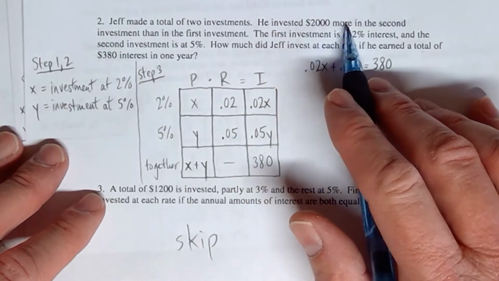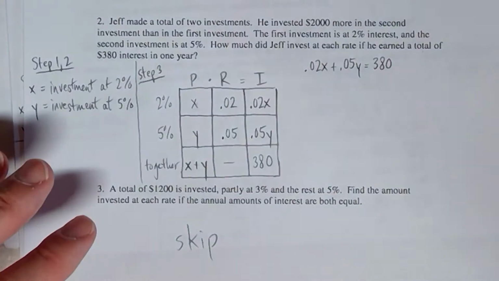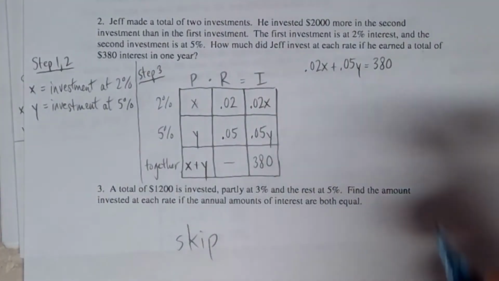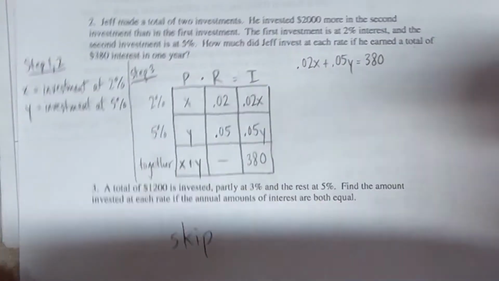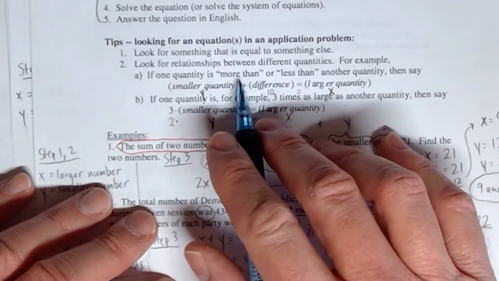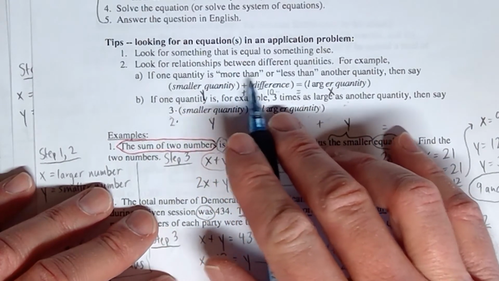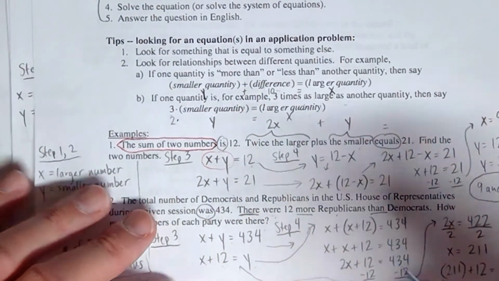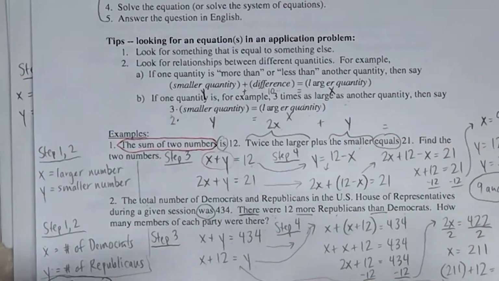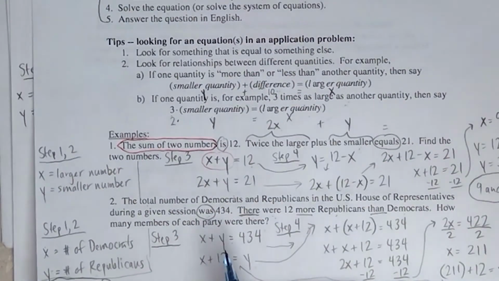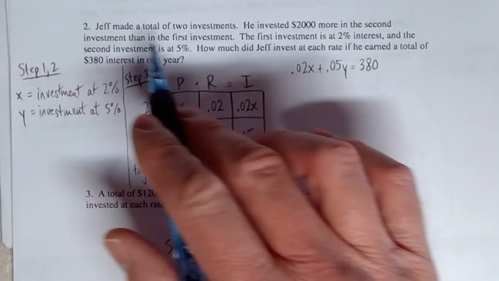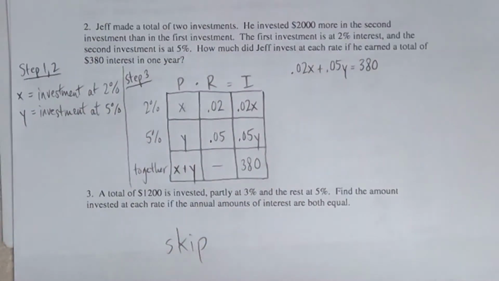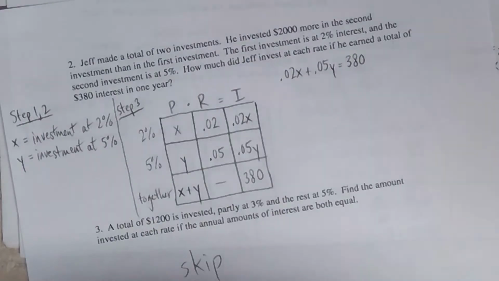Well, notice here it says he invested $2,000 more in the second than he did in the first. You see there that there's no equal sign in that sentence. It doesn't say "is equal to" or anything like that. So we can't do that, but what we did learn is that if one quantity is strictly more than another quantity, it's not more than twice as much like it was in the last problem. No, it's just 2,000 more than. 2,000 more in the second than in the first. It's not 2,000 more than twice as much or something like that. It's just 2,000 more than.